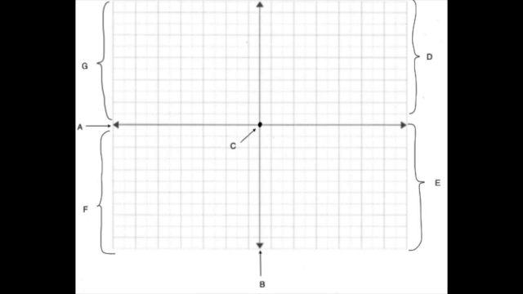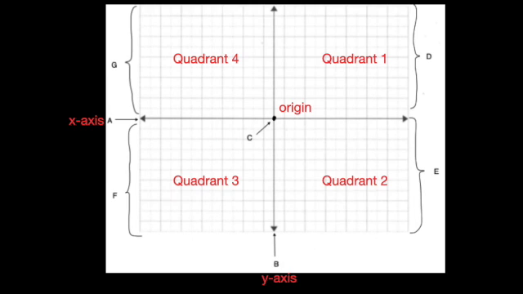Let's get started. As you were walking in, you grabbed a worksheet, and on this worksheet, you are going to name every part of the coordinate plane. Okay, now let's go over the answers. Letter A is the x-axis, letter B is the y-axis, C is the origin, D is quadrant 1, E, which I forgot to include at the bottom, is quadrant 2, F is quadrant 3, and G is quadrant 4.